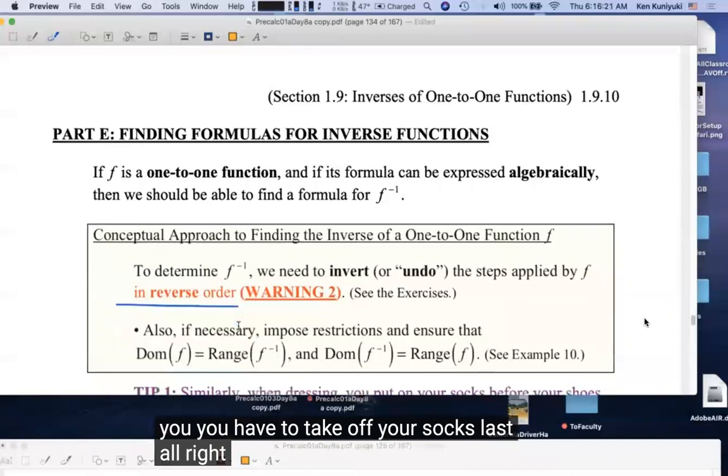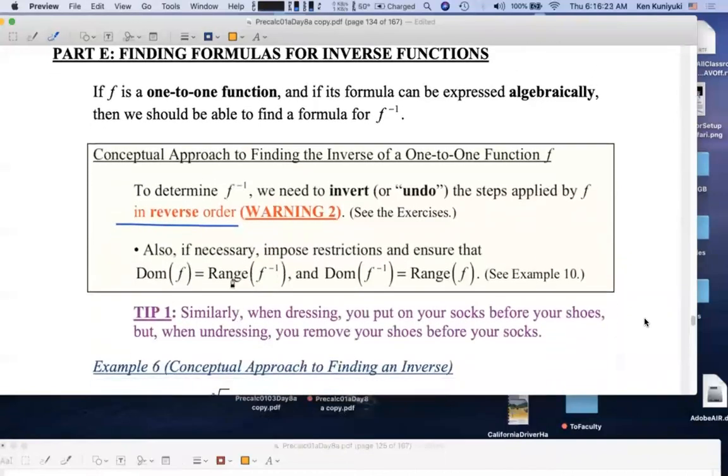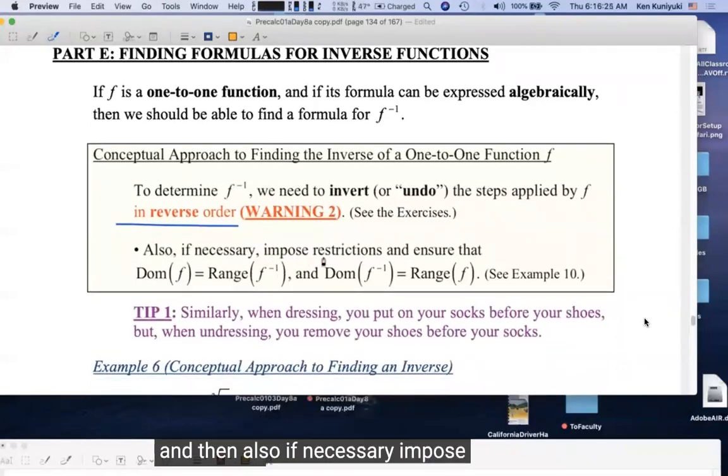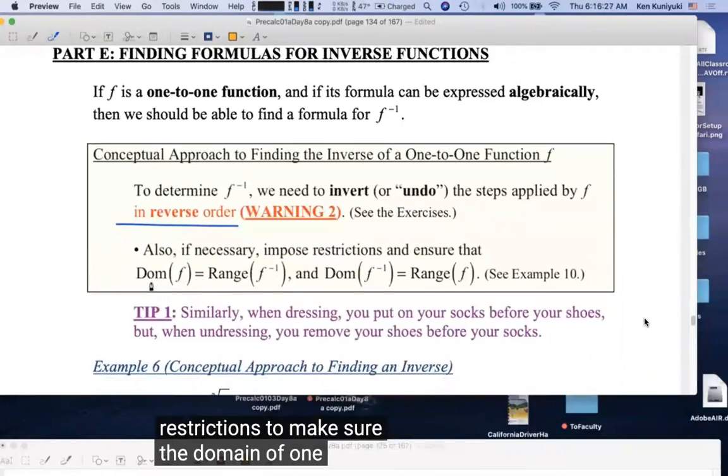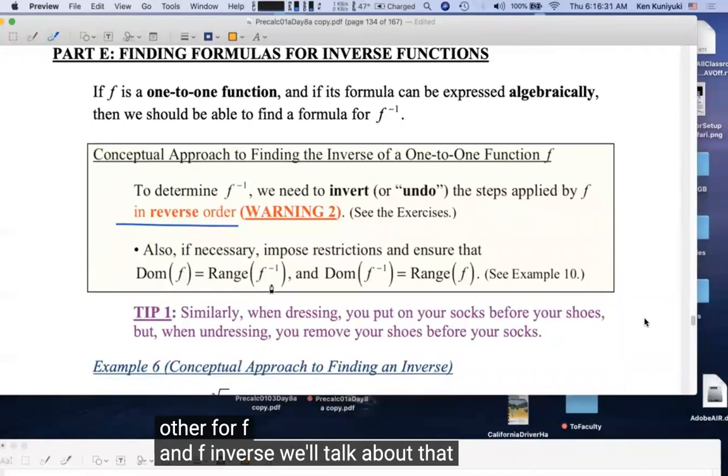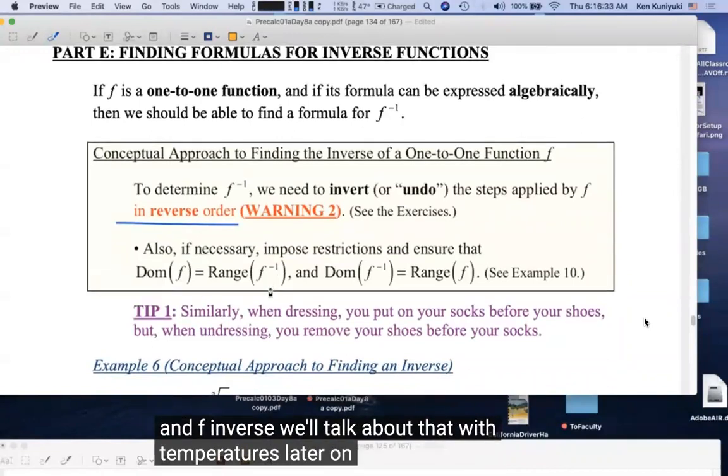All right. And then also, if necessary, impose restrictions to make sure the domain of one is the range of the other for F and F inverse. We'll talk about that with temperatures later on.